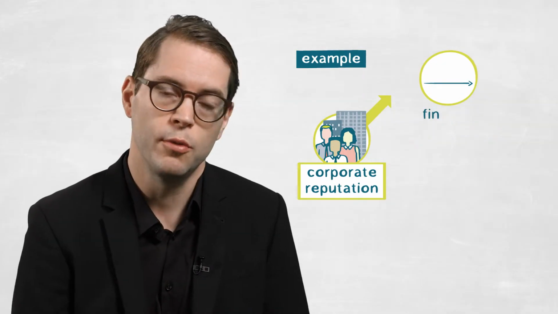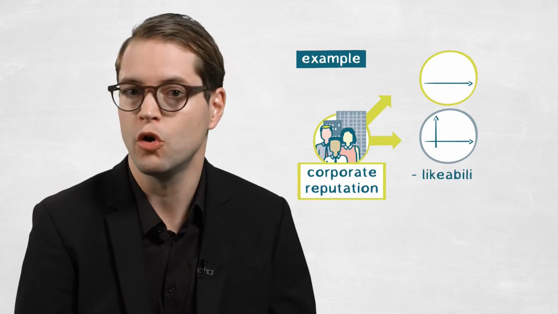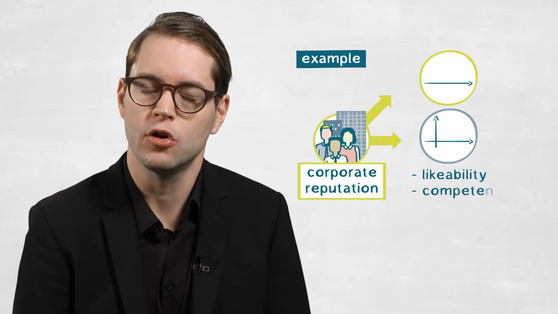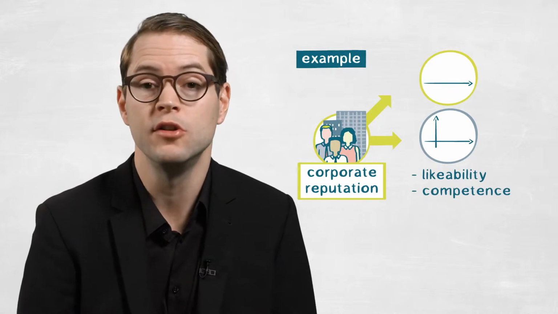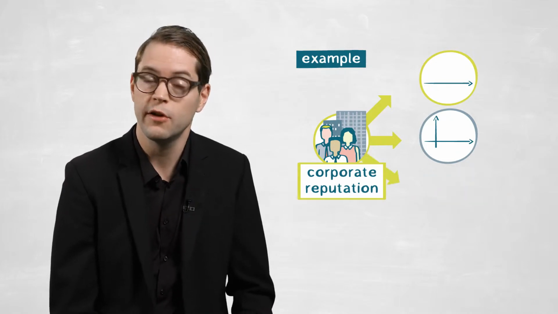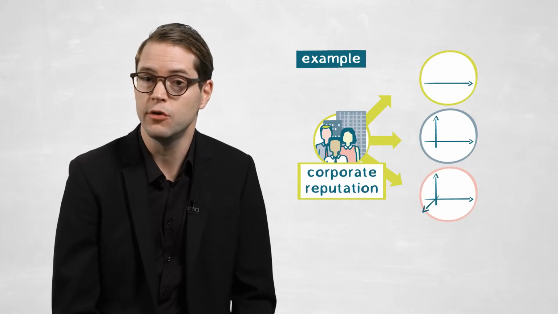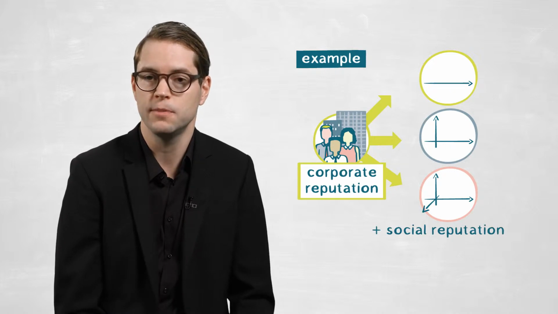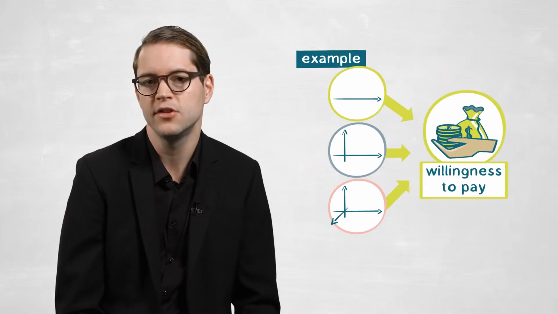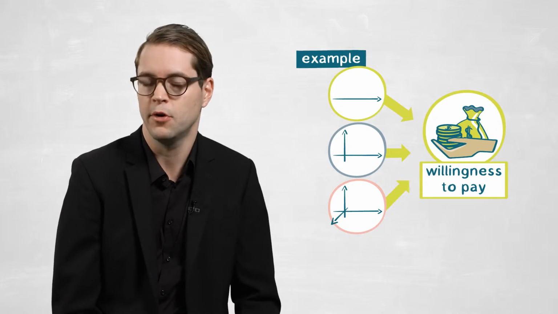Another approach would be two-dimensional. One dimension called likability, kind of how we feel towards the company, and another one called competence, where how competent do we perceive a company to be. And yet another approach would take a third dimension additionally into consideration, such as the social reputation. So which of these three measures of reputation explains willingness to pay in the best possible way?